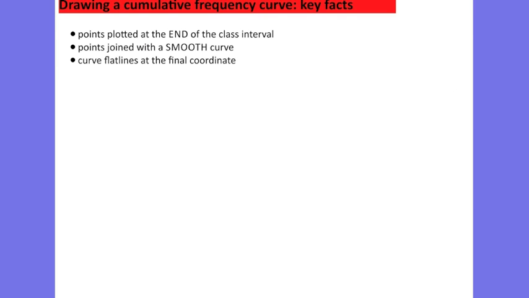Drawing a cumulative frequency curve. You must ensure that the points plotted are at the end of the class interval, not the middle. The points need to be joined with a smooth curve. The characteristic shape of a cumulative frequency curve is an S shape, which flatlines at the final coordinate, meaning it goes to a plateau. So we have this shape.